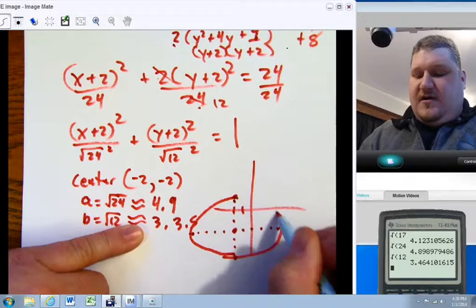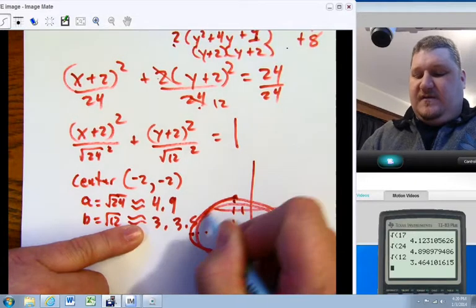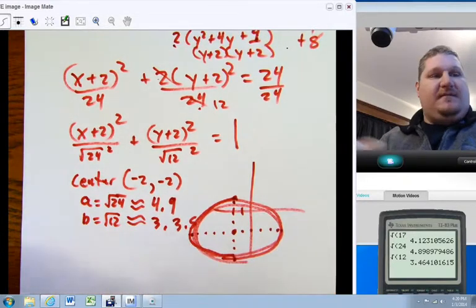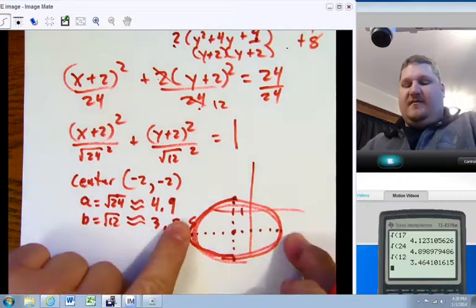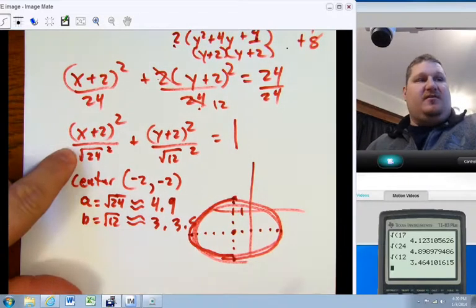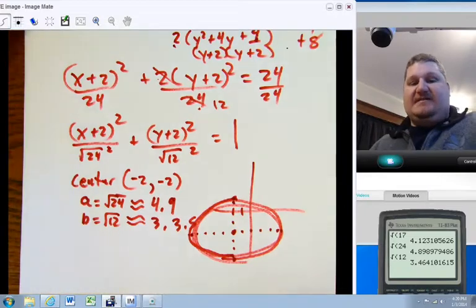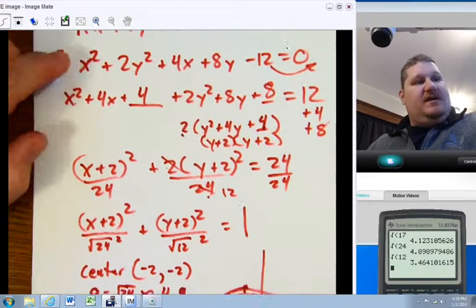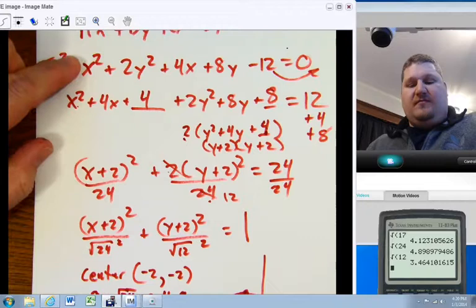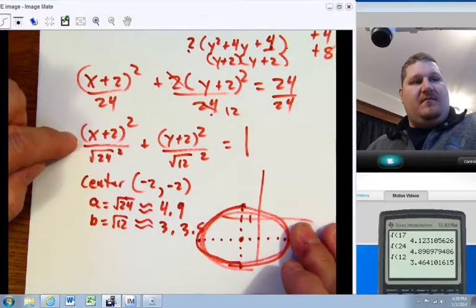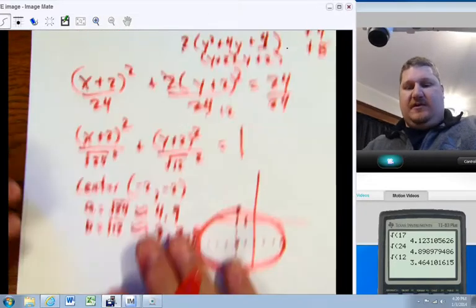And when I draw my circle, or ellipse, excuse me, poorly, by the way, it does end up being wider than it is tall because the bigger number is under the x. So that is taking an ellipse from any form to our standard form and graphing using completing the square.